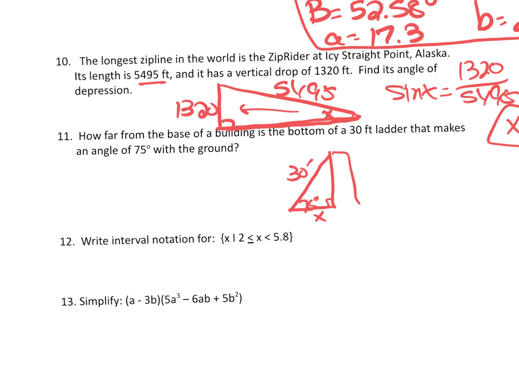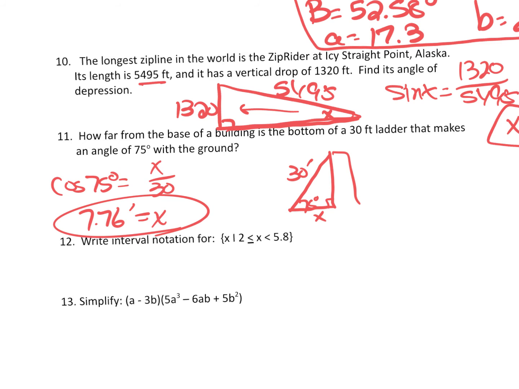So look what I've got. That's the X, the adjacent side to the angle, and 30 is the hypotenuse. So I'm going to go cosine because it's adjacent over hypotenuse. So I'm just going to multiply 30 times cosine 75. A lot of calculator stuff on this test. Make sure you're good with the calculator tomorrow. I'm getting 7.76 feet for how far away it is from the building.